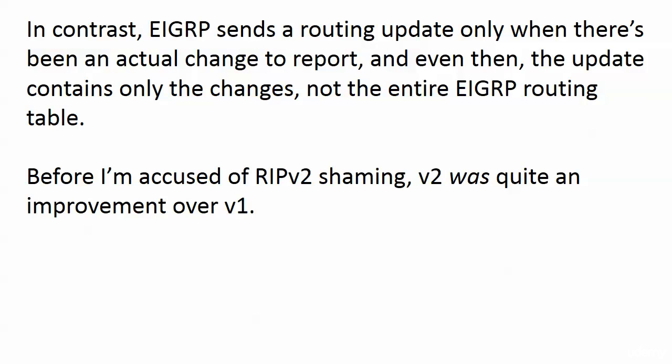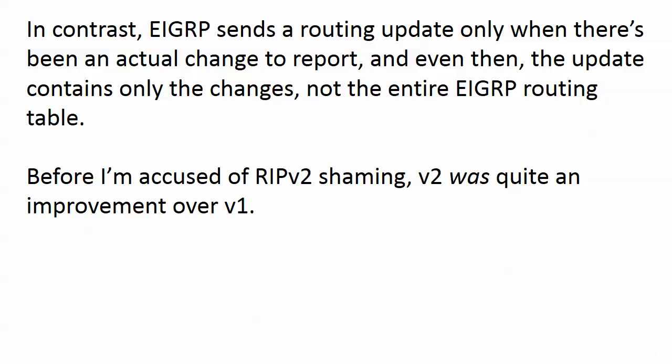Now, EIGRP sends a routing update only when there's been an actual change to report. And even then, the update contains only the changes, not the entire EIGRP routing table. That's a pretty good enhancement. You see where that E is coming from now, right? That's just one of the enhancements. OSPF handles things a little bit differently, but take my word for it, it's much more efficient than distance vector protocols handle it.